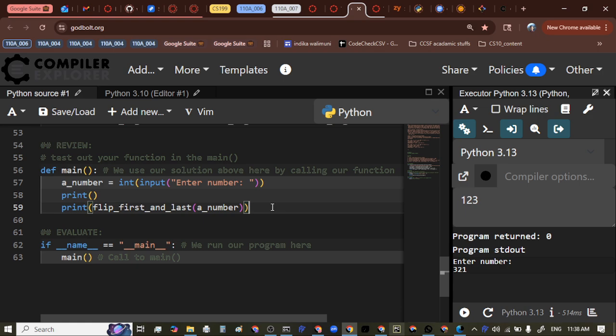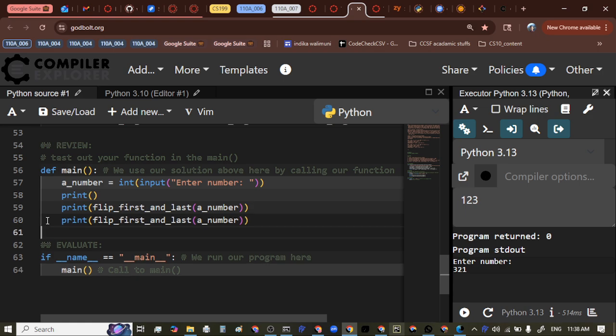So let's do it for the other number. I'm going to just put a value there. What was that value? It is 456, so we'll get 654. All right, any questions?